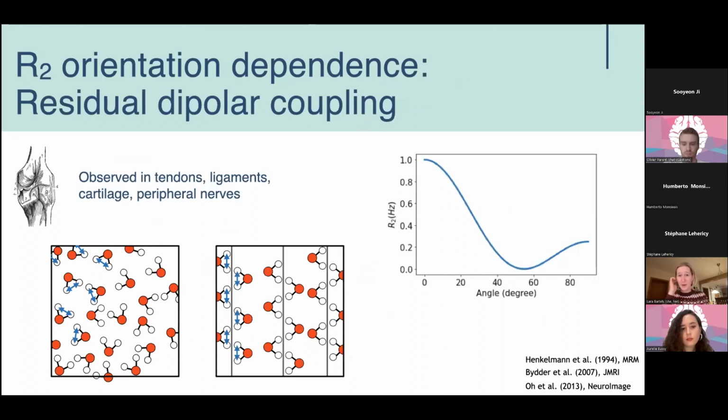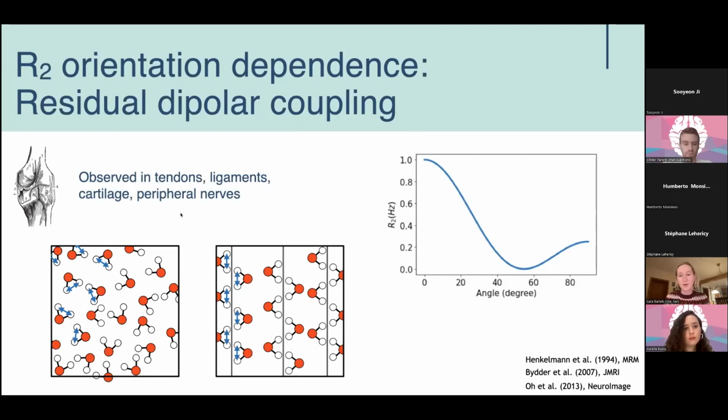And we're going to jump a bit away from the brain and look at one other source of orientation dependency in MRI. This one occurs in collagen-rich tissues such as tendons, ligaments and cartilage. There we have a very different functional form of the orientation dependence, seen on the right, where we have the lowest relaxation rate close to the magic angle of 55 degrees. And also notably, the relaxation rate is lower at high angles compared to lower angles.